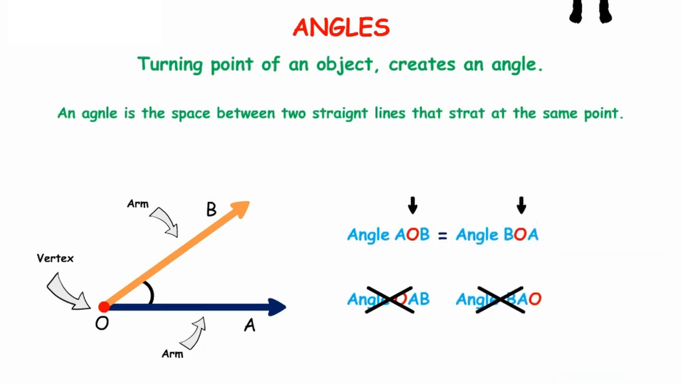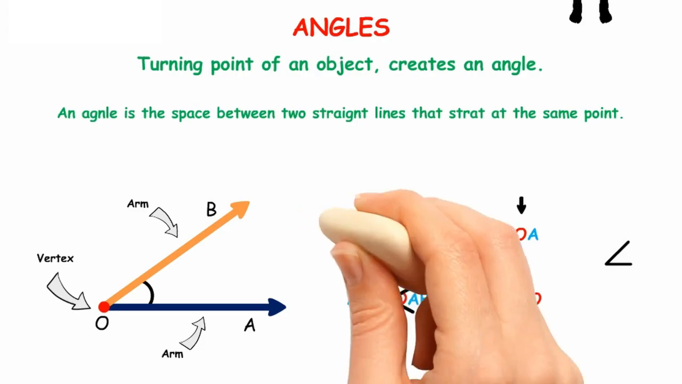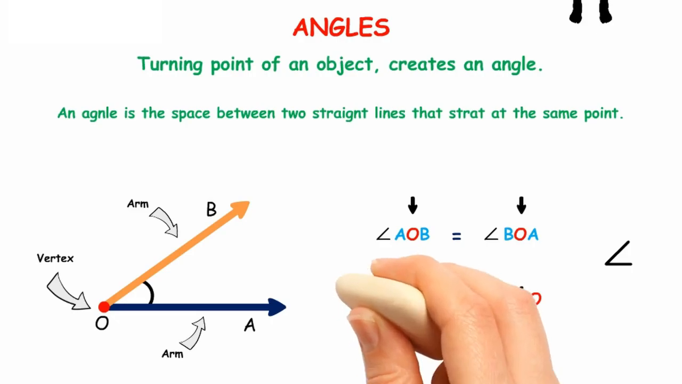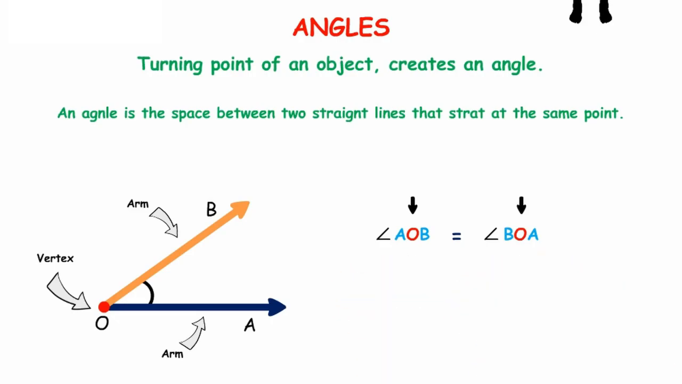We normally use this type of symbol to represent an angle. So instead of writing an angle, we can use a symbol. It's also called angle AOB or angle BOA. Another way of writing this angle is, but I recommend you try to write three letters, like angle AOB or angle BOA.